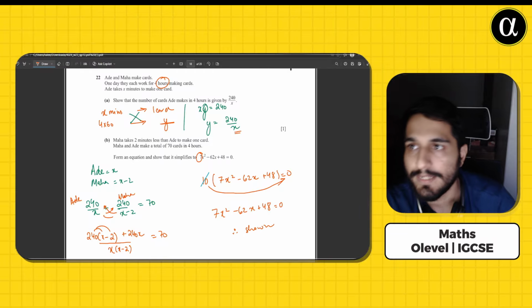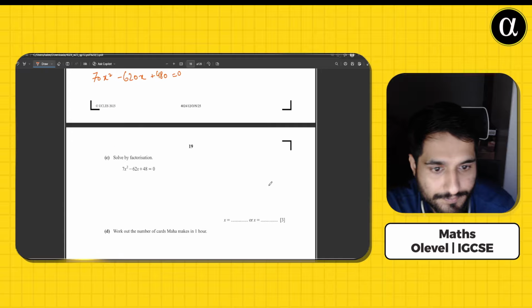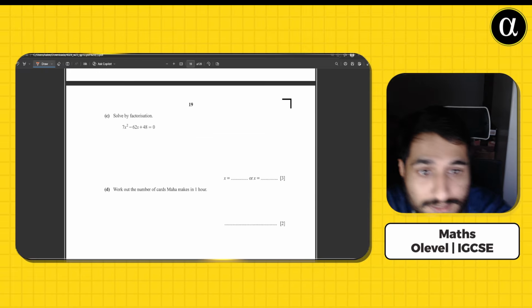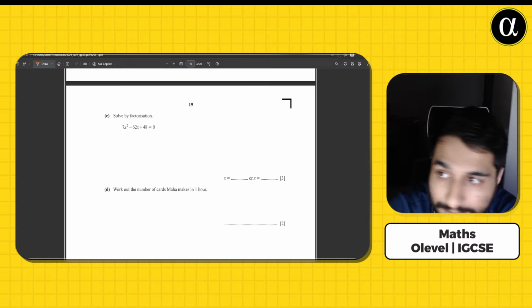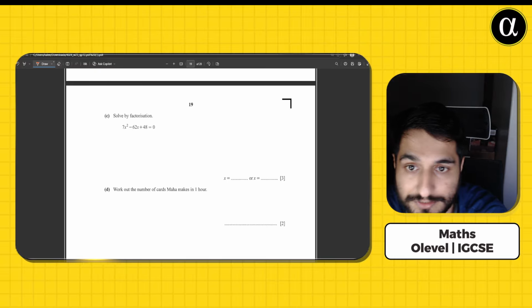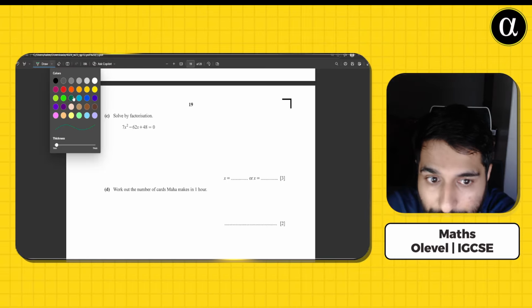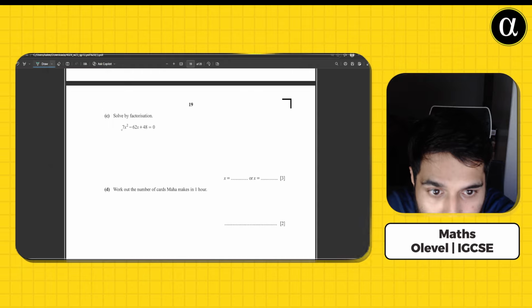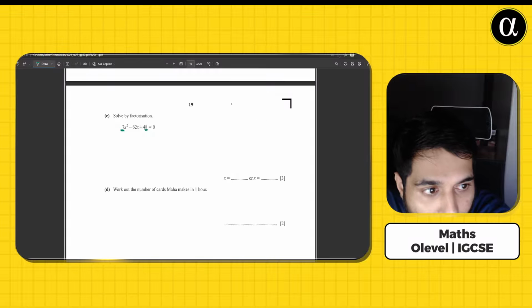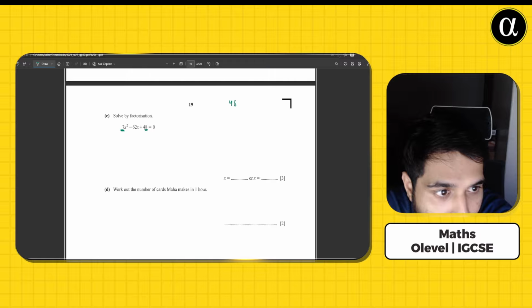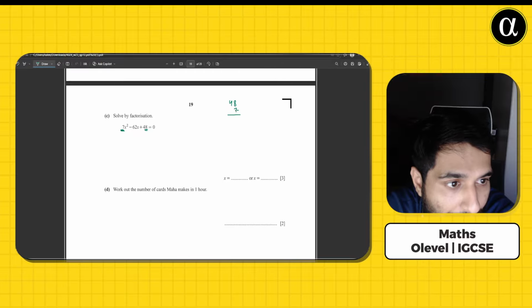All right, let's move on to the next part. The next question says solve by factorization 7x square minus 62x plus 48, and this is for 3 marks in the non-calculator version. This is going to be tricky. Why? Because the number that we're going to get is probably going to be very huge. So we are going to multiply 7 with 48, and let's see what number we get.